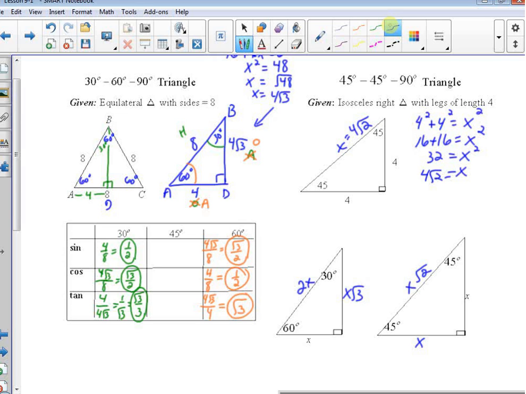So the sine of 45, now I can just work with one angle, it doesn't matter. The sine of 45 is opposite over hypotenuse. I'm sorry, I got that backwards. This is your hypotenuse, this is your adjacent. So the sine of 45 is 4 over 4 radical 2. And again, that's 1 over radical 2, and then you rationalize the denominator, you get radical 2 over 2. The cosine is the same thing.